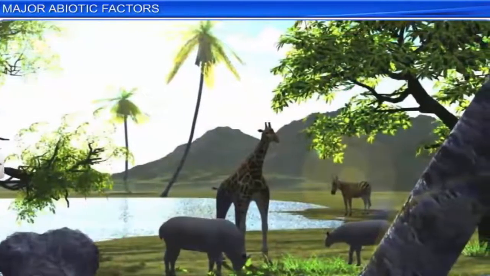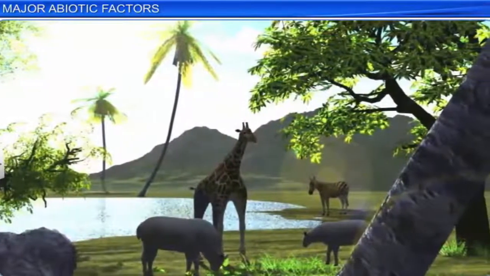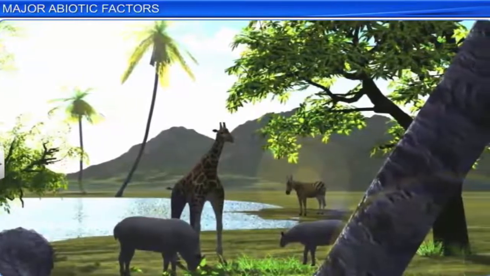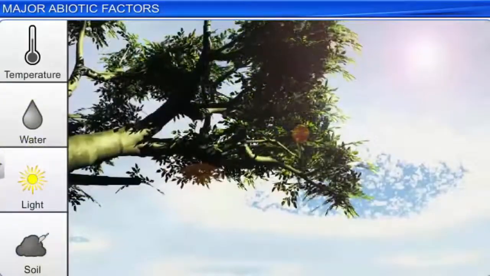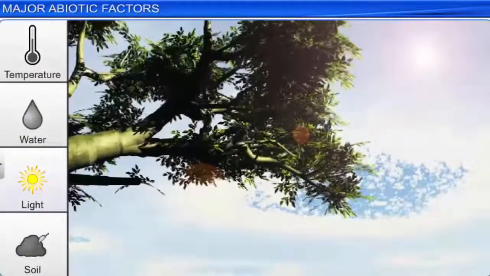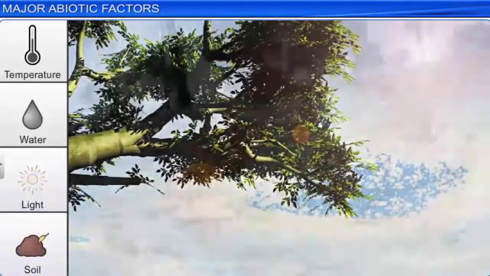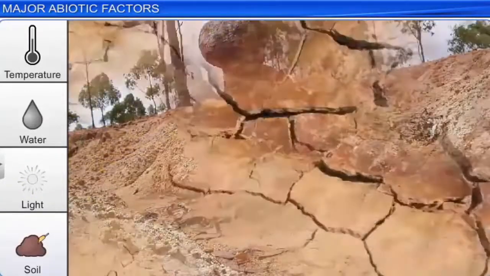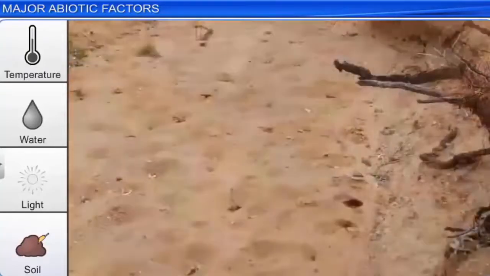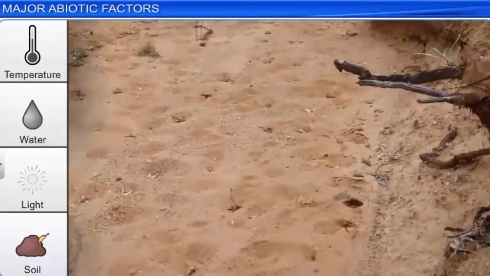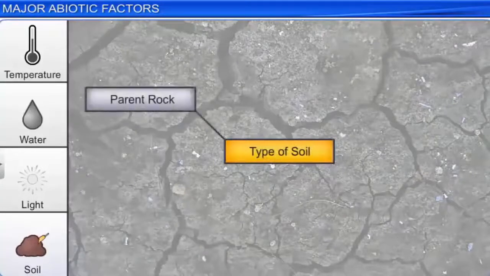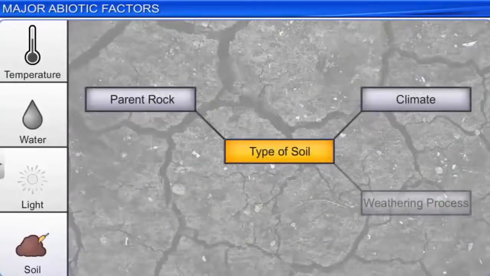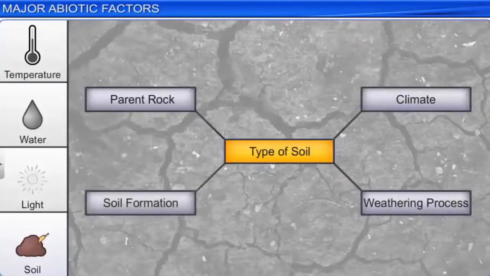Interestingly, as the sun is the source of both light and temperature, the availability of light on land is closely linked with the temperature at any given place. Just as plants require light and water for their survival, they also require soil, another important abiotic component. On Earth, the nature and properties of soil varies in different places. The type of soil depends on the parent rock, climate, weathering process, how the soil is formed, and whether the soil is transported or sedimentary.